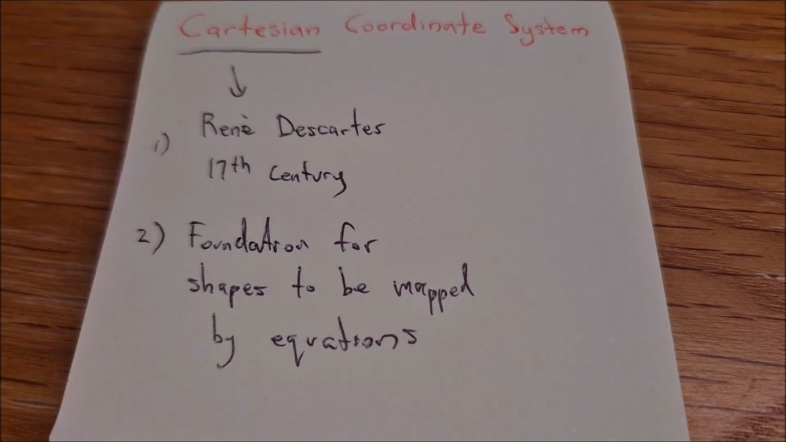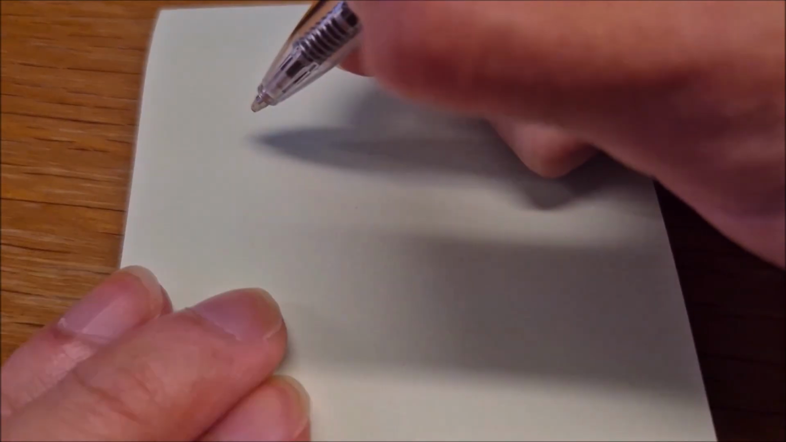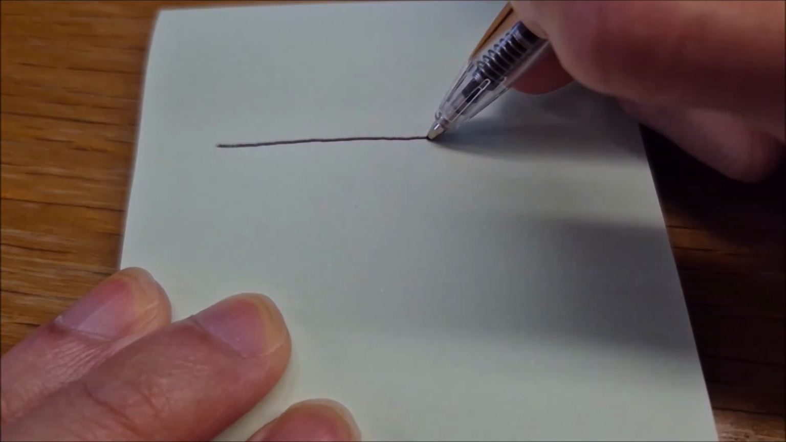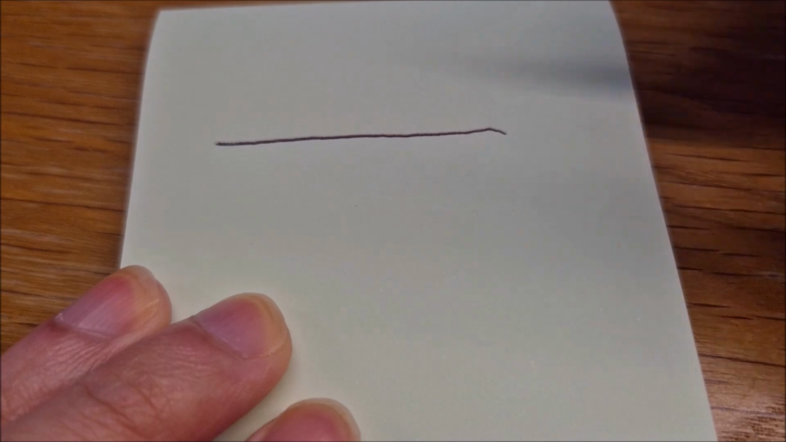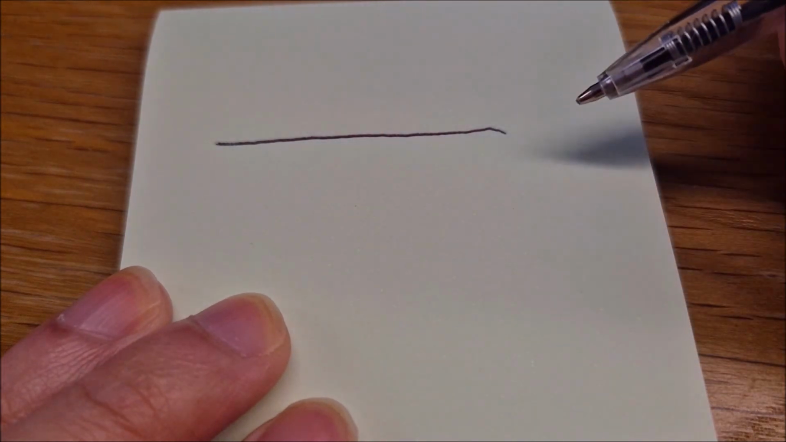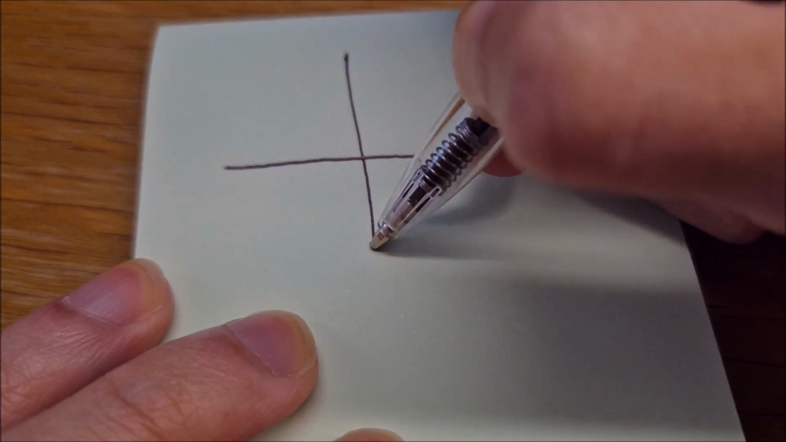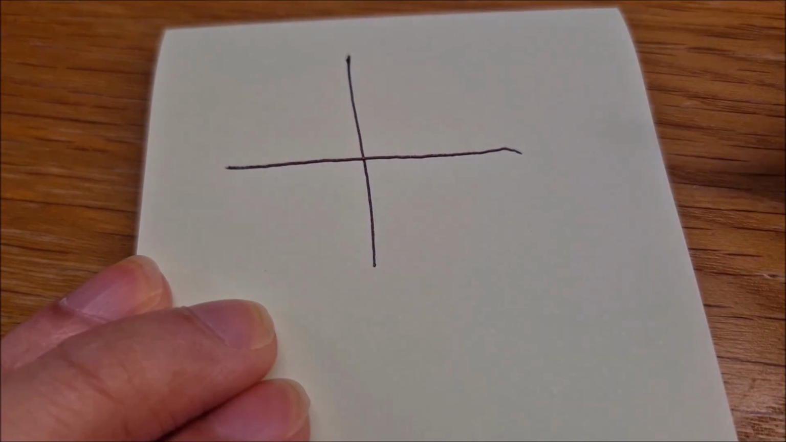And with that brief background, we can move on to what this coordinate system actually looks like. So first, to establish a coordinate system, we draw two lines perpendicular to each other. It would be something like this. You have the horizontal line, and then you have the vertical line.